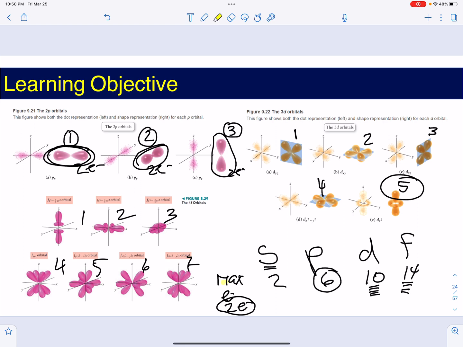It wouldn't hurt for you to memorize this here. Maximum on s is 2, maximum on p is 6, maximum on d is 10, and maximum on f is 14.